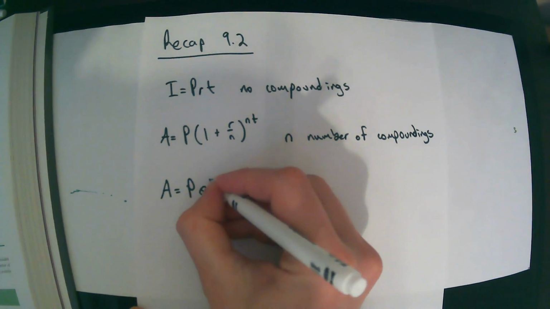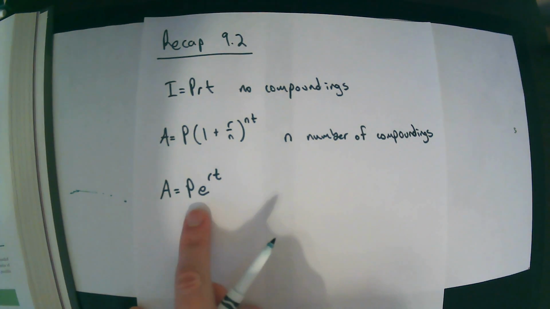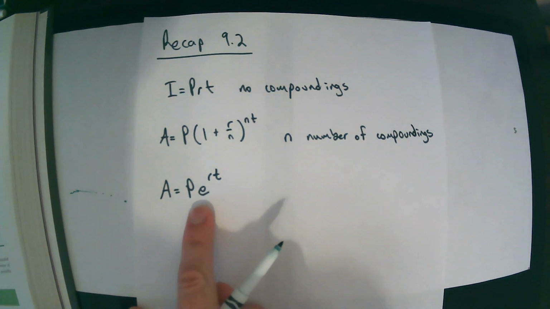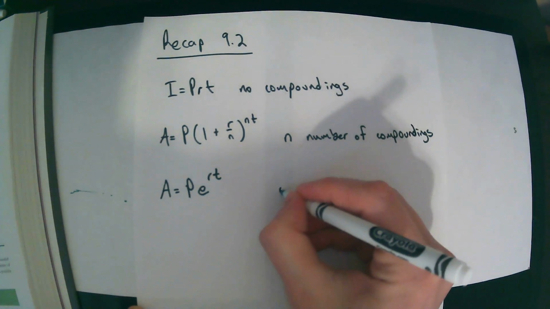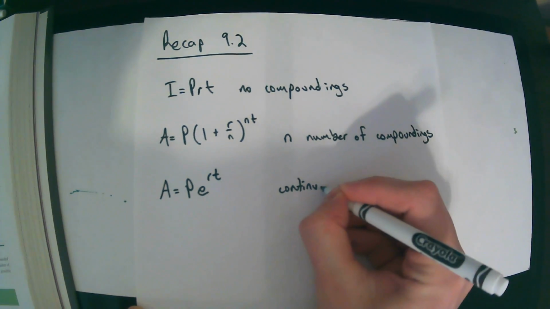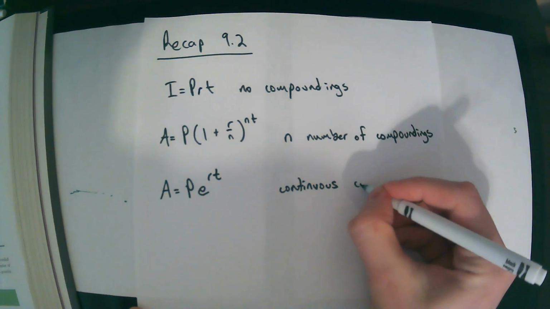And then the formula, with some algebraic manipulation, turns into A is equal to the principal times e raised to the product of r and t. So this is for continuous compounding. There is no n anymore because n is now blown up to infinity, so there's no number we plug in for n. This is for continuous compoundings.